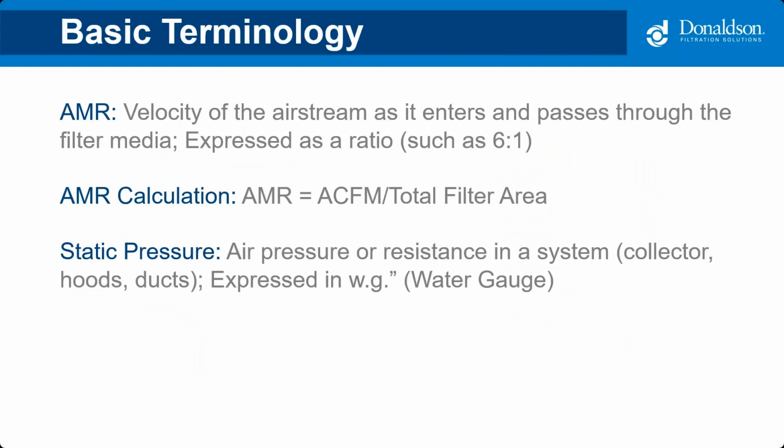Just a few more terms to consider. I already mentioned AMR. It is calculated by the actual CFM divided by the total filter area. It is expressed as a ratio, such as 6:1. So 6 cubic feet of air coming in contact with 1 square foot of filter media. And lastly, static pressure, which is the resistance of airflow in a system, from things like the collector, the filters in the collector, which will create more resistance when they're dirty, the hoods, and the ducts.